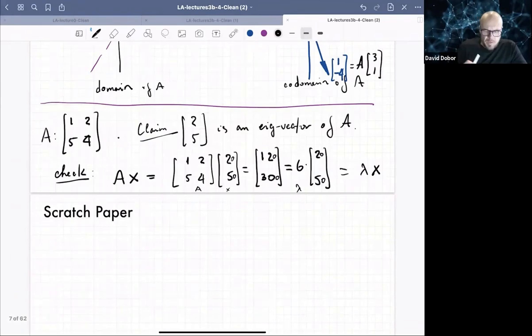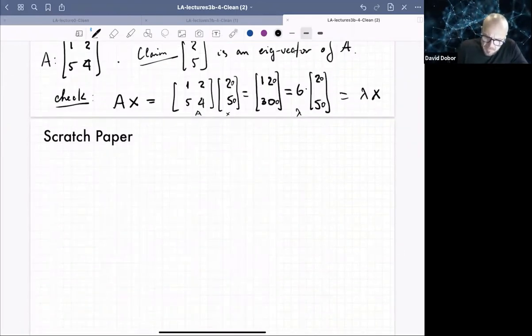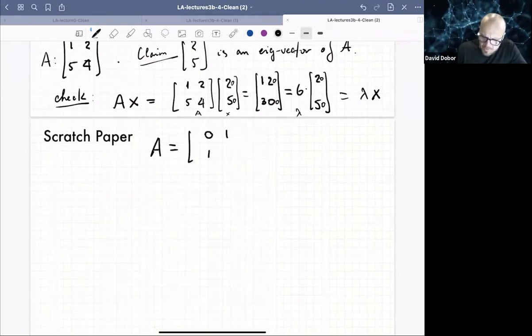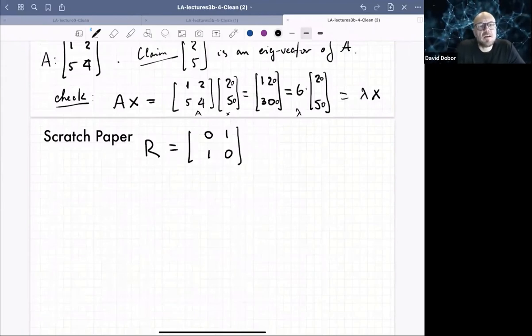Now if someone were to give you this matrix, and if you didn't know how to compute eigenvalues and eigenvectors, maybe you wouldn't guess immediately what they were. But for some matrices, you can actually guess. Let me make that point. Let's take this matrix 0, 1, and 1, 0. In this section, I'm going to denote it by R. I always denote matrices by A, but let's call this R. The reason I use R in this section is that it turns out this is called a reflection matrix.